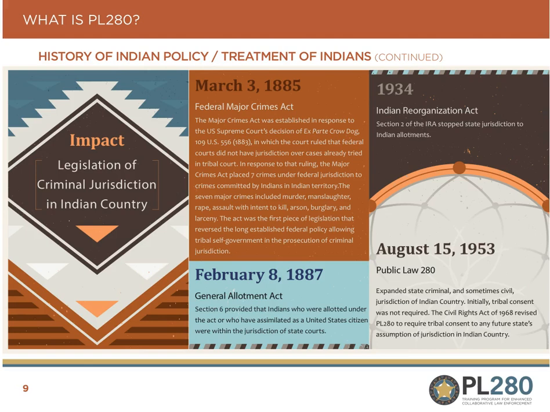In 1887, the General Allotment Act was passed, which provided that Indians who were allotted under the act or who had assimilated as a United States citizen were within the jurisdiction of state courts. This brings us to PL280 in 1953. PL280 expanded state criminal and sometimes civil jurisdiction of Indian country. Initially, tribal consent was not required. However, the Civil Rights Act of 1968 revised PL280 to require tribal consent to any future state's assumption of jurisdiction in Indian country.